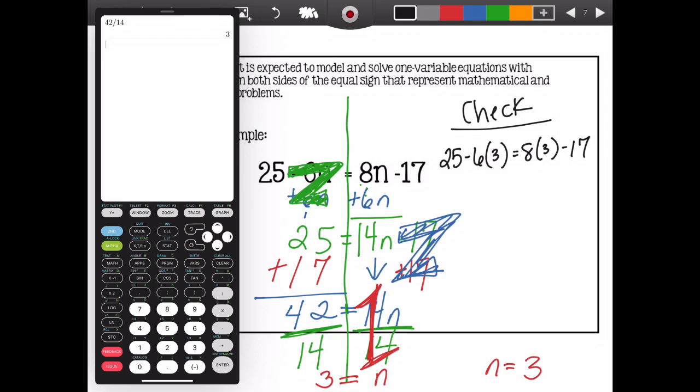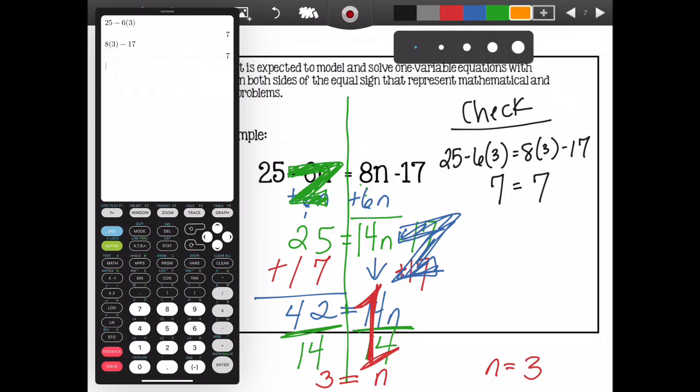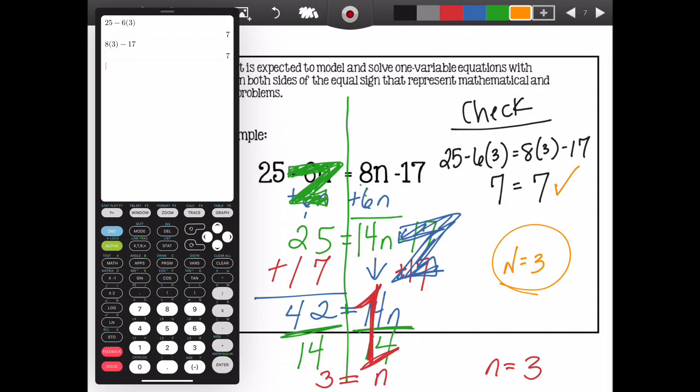All right, so again, I have my calculator, 25 minus 6 times 3, and I get 7 on the left side. So let's see what I get on the right side. 8 times 3 minus 17, and I get 7 on the right side as well. So my equation is balanced, so my solution n equals 3 is correct.